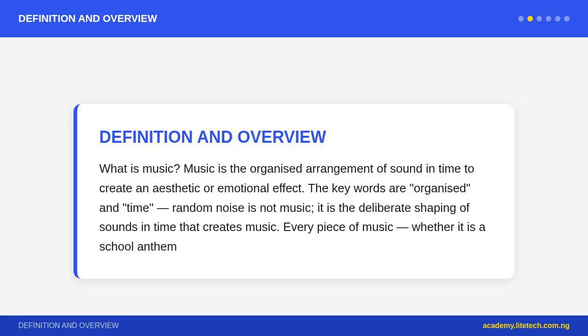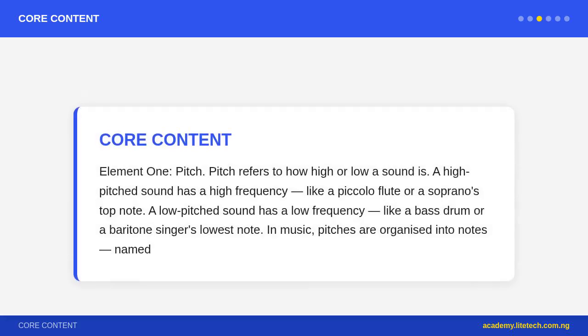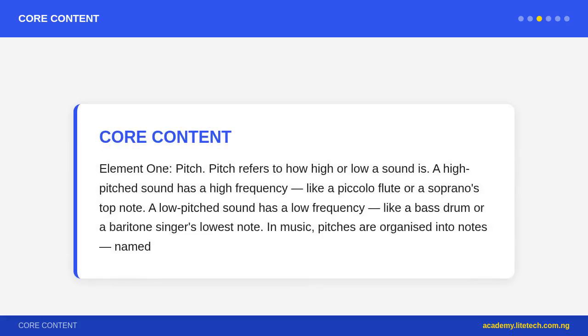Element 3, dynamics. Dynamics refers to how loud or soft a sound is. Music that is always the same volume is monotonous. Skilled composers and performers use dynamic variation to create emotion. Dynamic terms come from Italian.